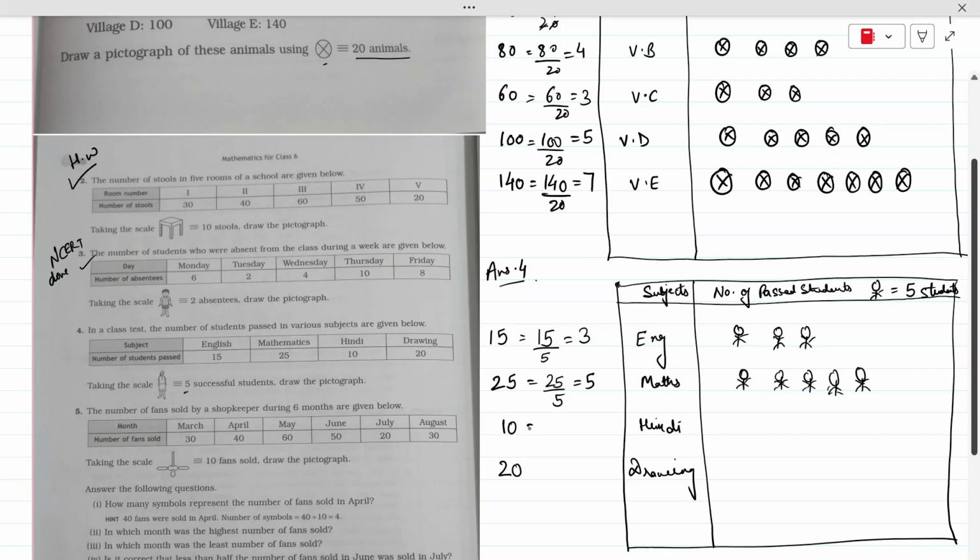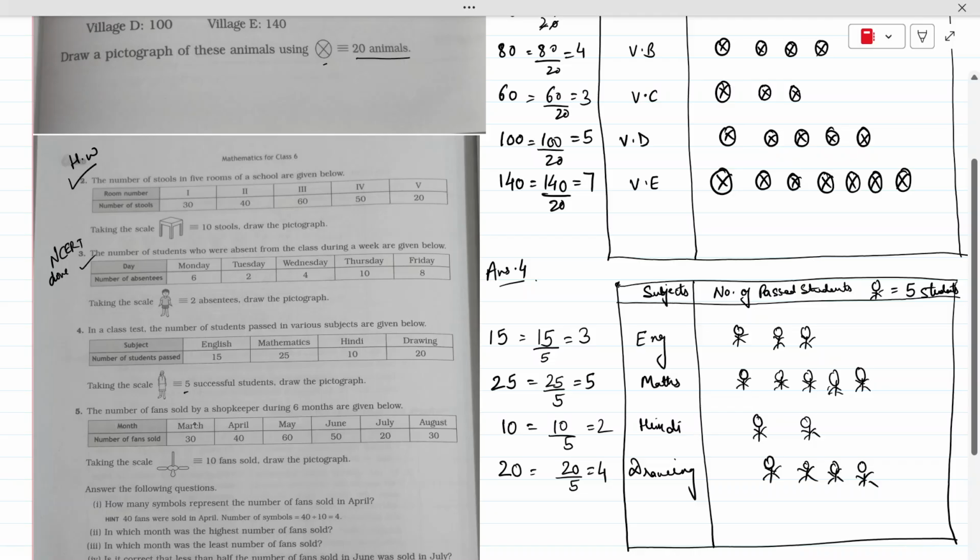Okay, next we have Hindi. This is 10 by 5, which is 2. So in Hindi 2 students passed in the class. And the last one we have is drawing, which is 4. So we will draw 4 students here, because these 4 will represent 20 passed students. Okay, so I hope this is very much clear. What we have done is, we have listed the subject names here and we have identified the number of pictures. How? By dividing the data by the scale given to us. Okay, so this is also done, kids.